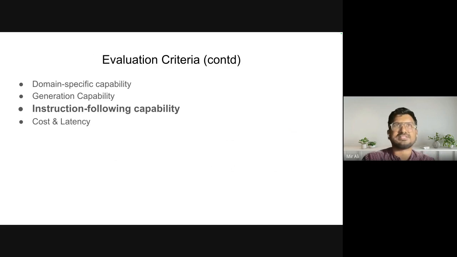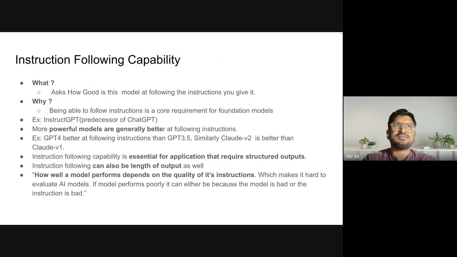Now we have gone through domain-specific capability and generation capability, but next we need our model to follow what we ask it to do. That is instruction following capability. What does it mean? It's just how good the model is at following the instructions you give it. Why do we need it? This will be a core requirement for foundation models. One example is InstructGPT, which was before ChatGPT. It was trained on an instruction dataset, which is why it was named InstructGPT.